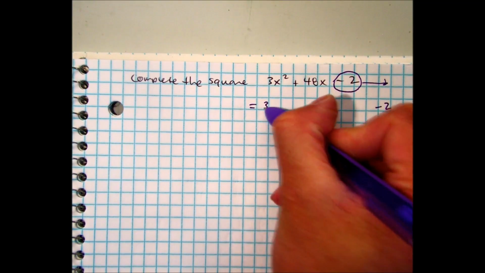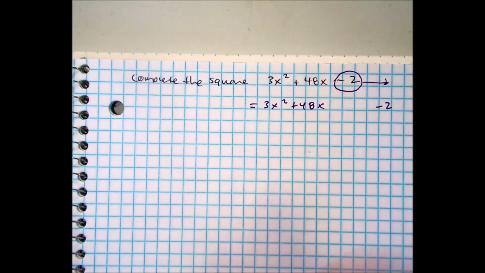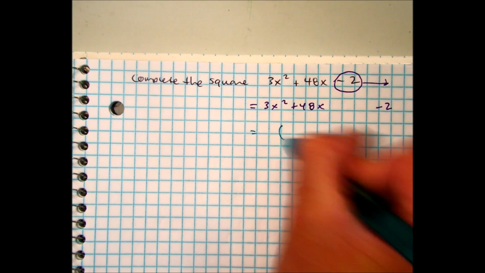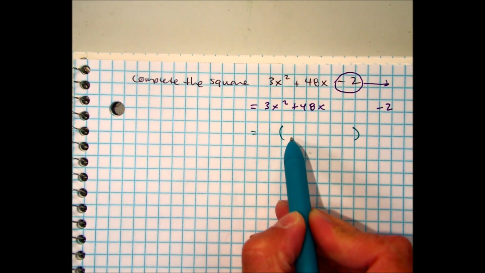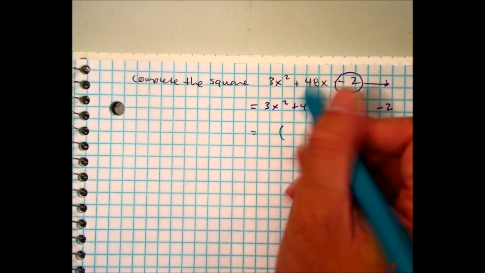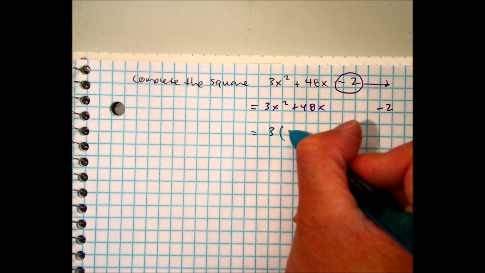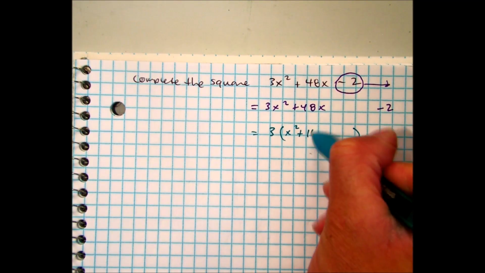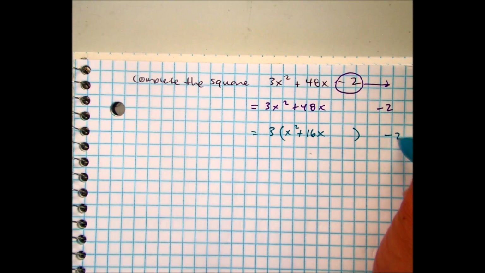Therefore, I have 3x squared plus 48x. I'm trying to give myself some space there. Class, what should I put in this parentheses right there? You factor out 3x. So you're factoring out a 3. What's left inside? And you still have that -2, right?